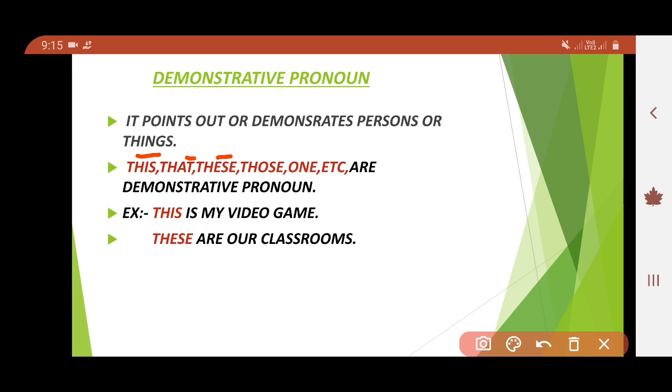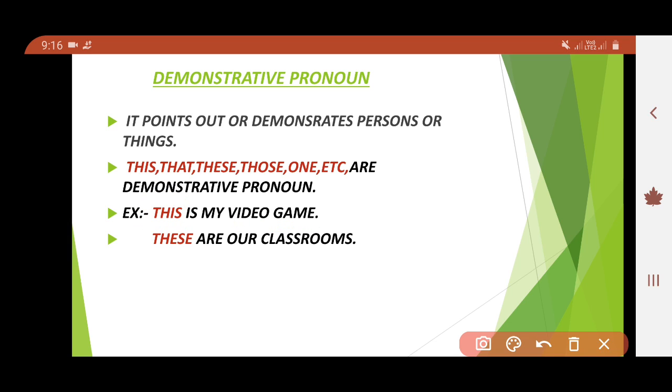This is my video game. So this demonstrative pronoun is used here to demonstrate or point out this video game more clearly. That means, whose video game is this? This is my video game. So this here is used to demonstrate this video game. It is explaining more clearly whose video game it is. This is my video game.